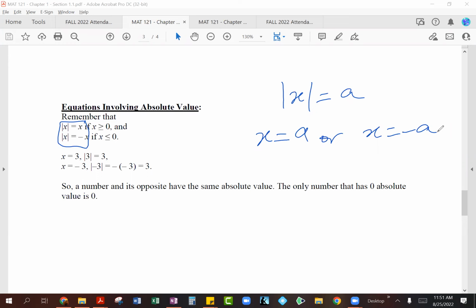So you're technically dropping the absolute value sign, like you were talking about, but you have to set it up once with the positive a, once with the negative a. However, with this example, let me clear this out.